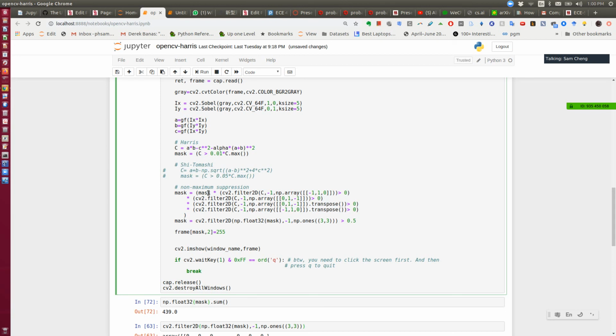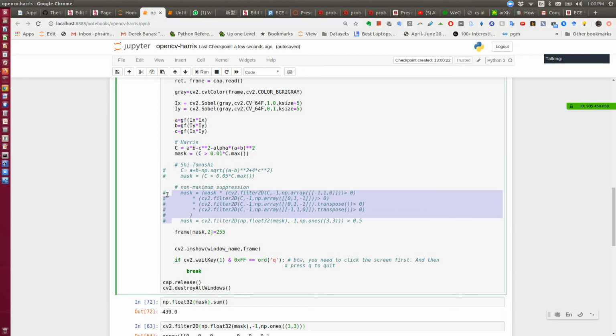And then for non-maximum suppression, you just compare with the neighbors, right? So I first build a mask here. Okay, maybe I can skip it just to show you what happens if I don't have non-maximum suppression here. Let's see. It's not too bad.